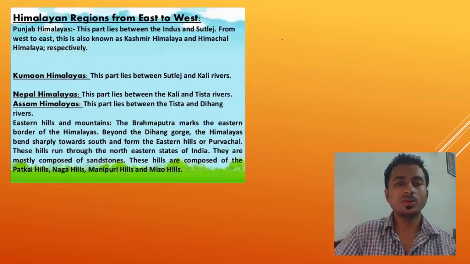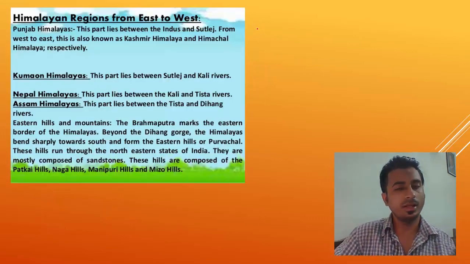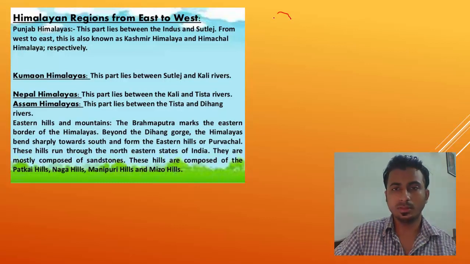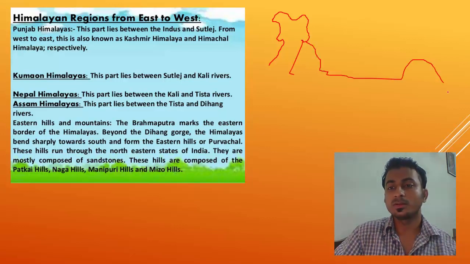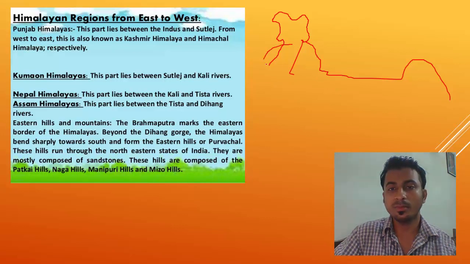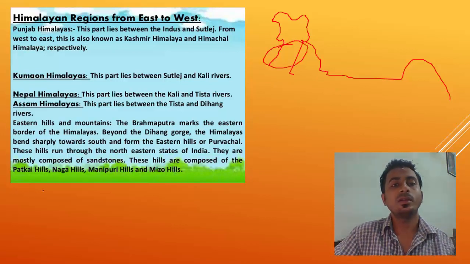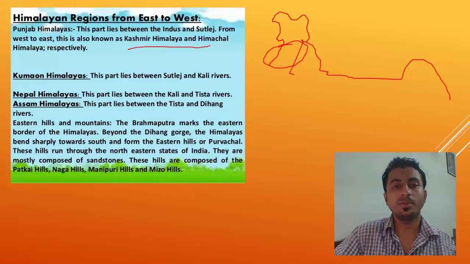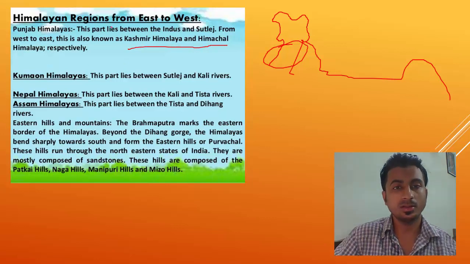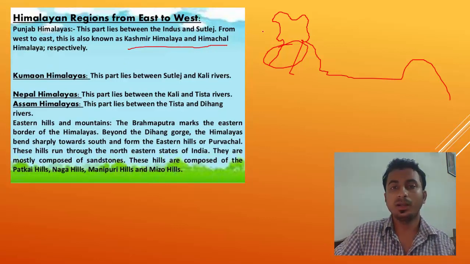Now from east to west also the Himalayan ranges are classified. The westernmost part is the Punjab Himalayas. We will see the Punjab Himalayas are here, and they are made up of the Kashmir Himalayas and Himachal Himalayas. They are between Indus and Satluj. Indus is here and Satluj is here. Let me change the color.